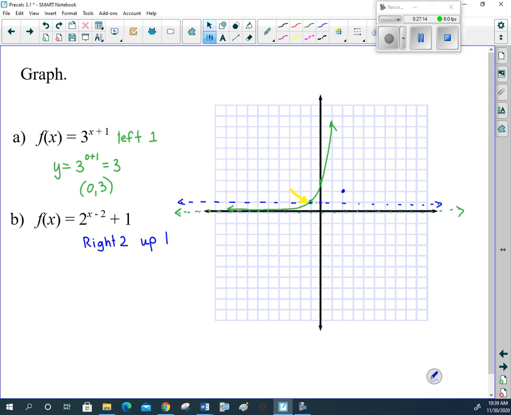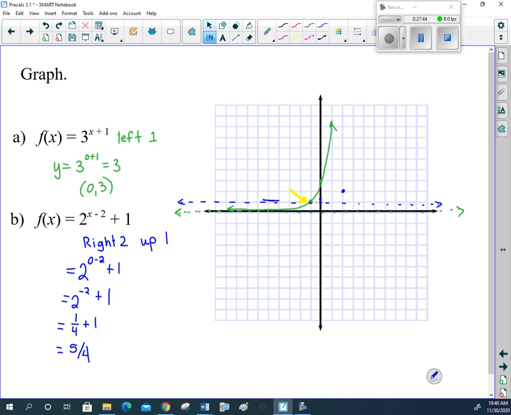And if I want to figure out what the y-intercept is, I can put the 0 in. So that's going to be 2 to the negative 2 power plus 1. That turns out to be 1/4 plus 1, so that's 1 and 1/4, or 5/4. That's just barely above my horizontal asymptote, so I'll put that right there.